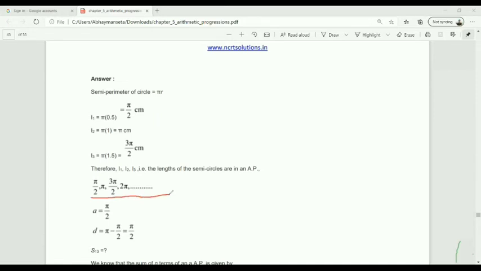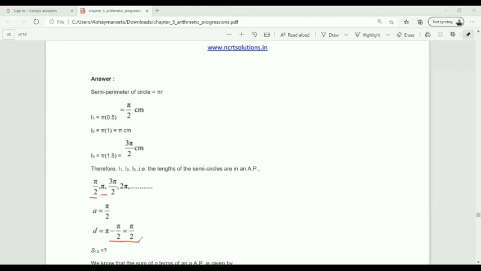Now we have to find the first term as well as the common difference. The first term is very clear: it is pi by 2. The value of d is given by a2 minus a1. Here a2 is pi and a1 is pi by 2, so we subtract pi minus pi by 2. So the value of d is pi by 2.